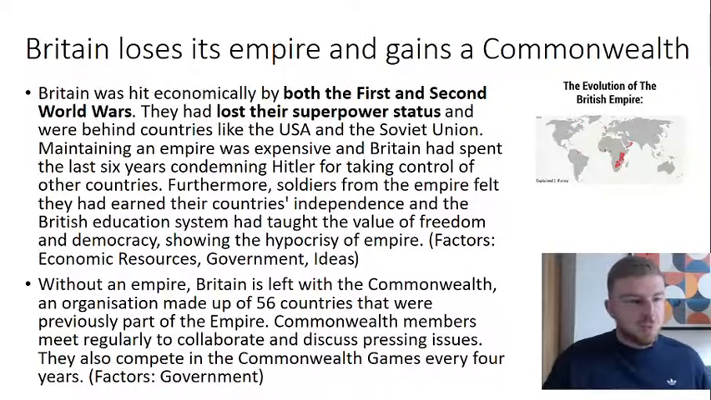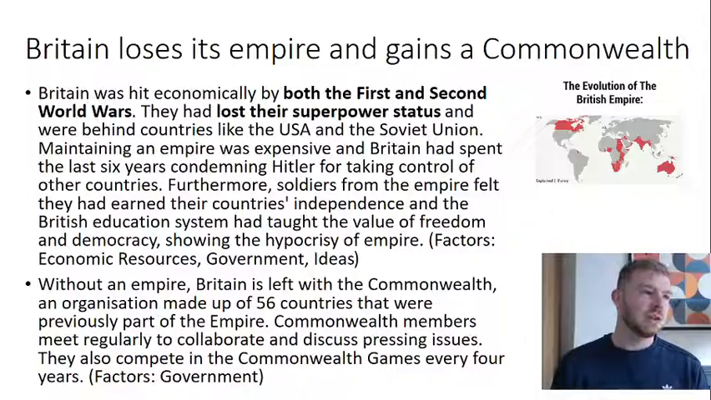Without an empire, skipping forward to today, Britain is now left with a Commonwealth. There are 56 countries who were previously part of the British Empire, and they meet up, discuss pressing issues that affect them, offer support, and compete in the Commonwealth Games every four years, a smaller scale version of the Olympics. However, even though they share the same monarch, King Charles III, who is the monarch of each of those members of the Commonwealth, they are independent. They are not ruled centrally by Britain.